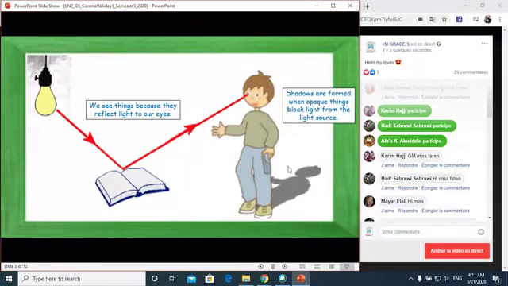Shadows, as you can see the shadow of the boy in here. Shadows are formed when things block light from their source. Okay, when light is blocked by something, we will have its shadow behind it.